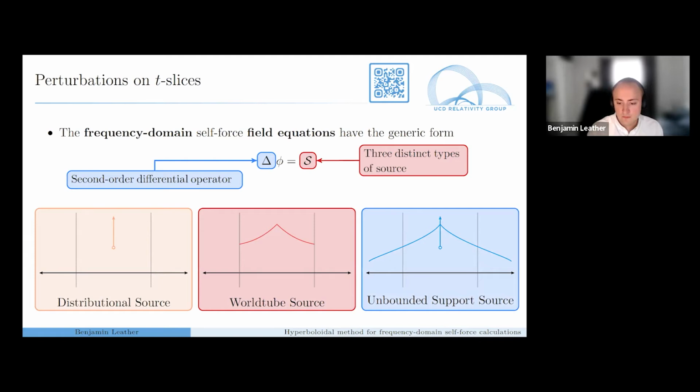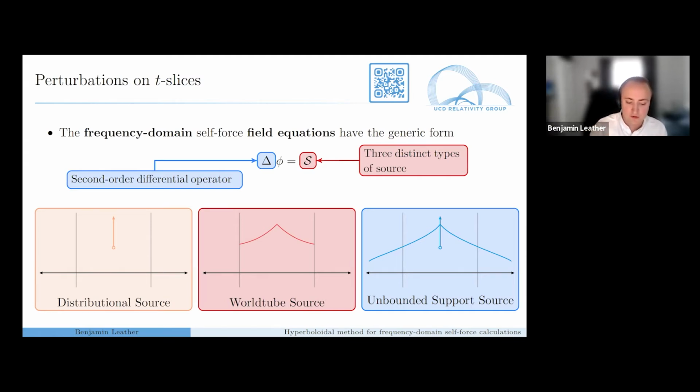And the final one, the relatively unknown one, is sources with unbounded support. And these arise in various recent self-force calculations. So the two timescale approach to second order calculations that Sam touched on introduces these quantities called slow time derivatives of the first order metric perturbation. And the calculation of these introduces these types of source terms that extend right the way throughout the space-time.